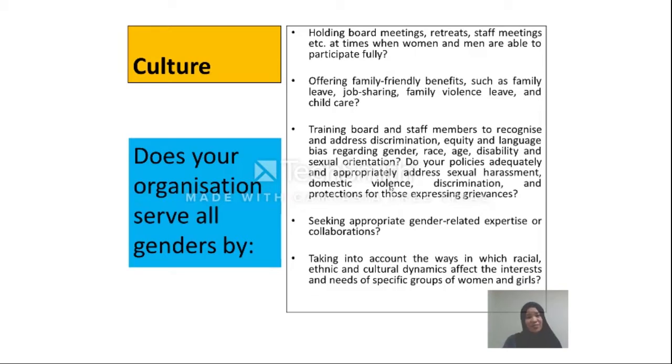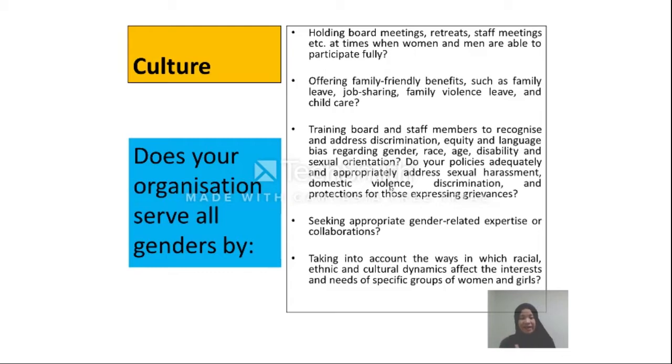Fourth question, does your organization serve all genders by seeking appropriate gender-related expertise or collaborations? And last, fifth question, does your organization serve all genders by taking into account the way in which racial, ethnic, and cultural dynamics affect the interests and needs of specific groups of women and girls?